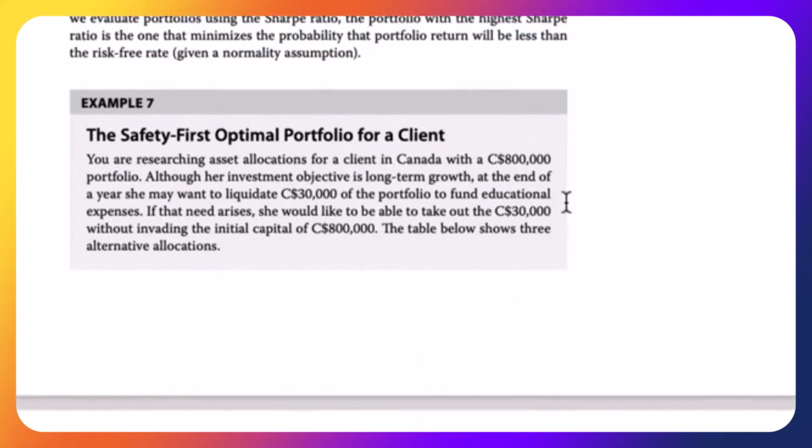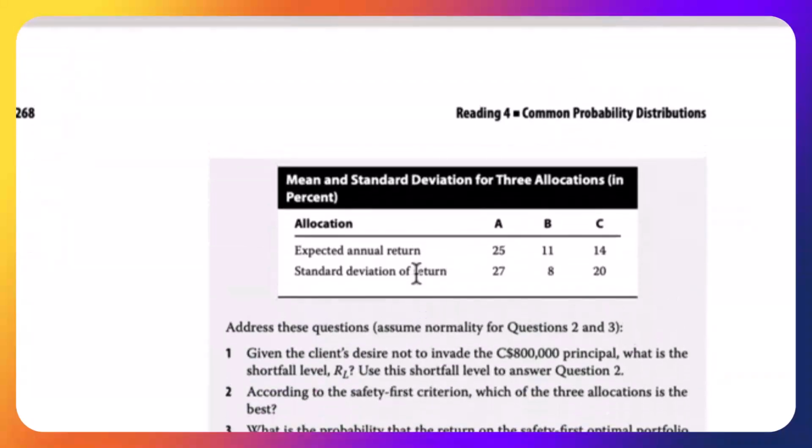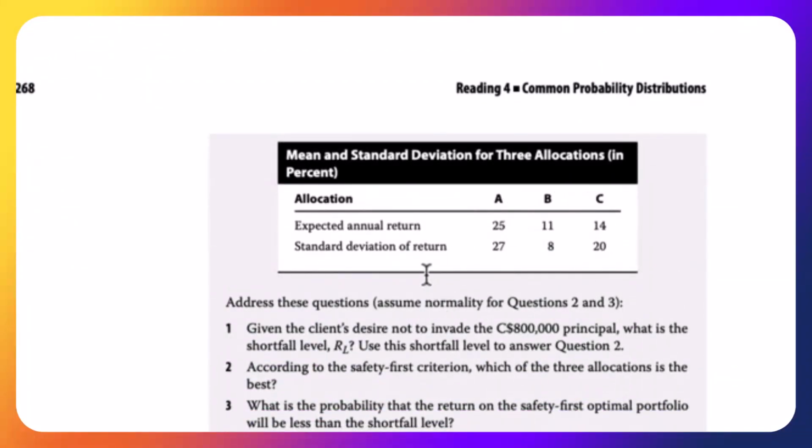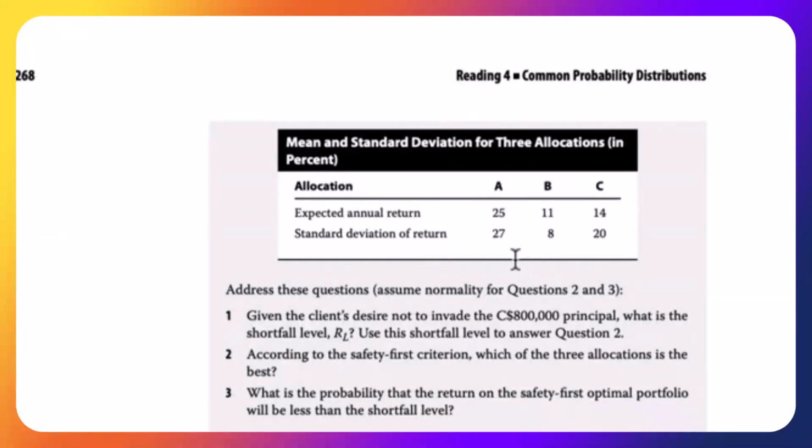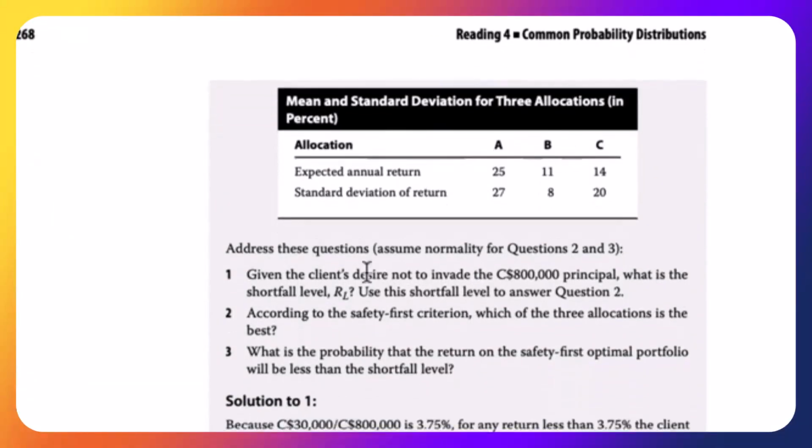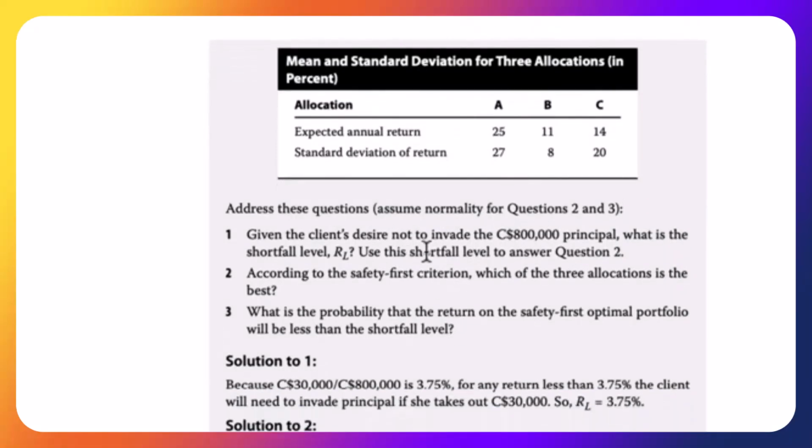So she wants to take out $30,000 in 1 year without touching the $800,000. So in 1 year, we have to return at least $30,000 off the $800,000. We have 3 portfolios, A, B, C, with standard deviation of return 27, 8, and 20. Address these questions. Assume normality for questions 2 and 3. Given the client's desire not to invade the $800,000 principal, what is the shortfall level? Use this shortfall level to answer question 2.